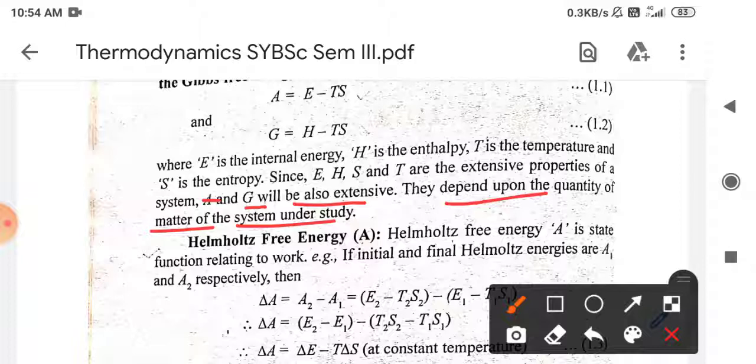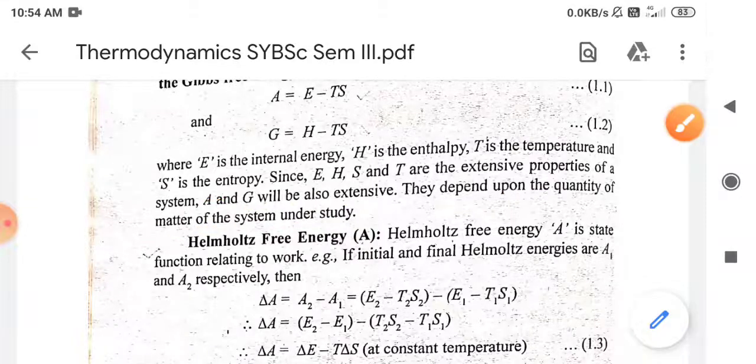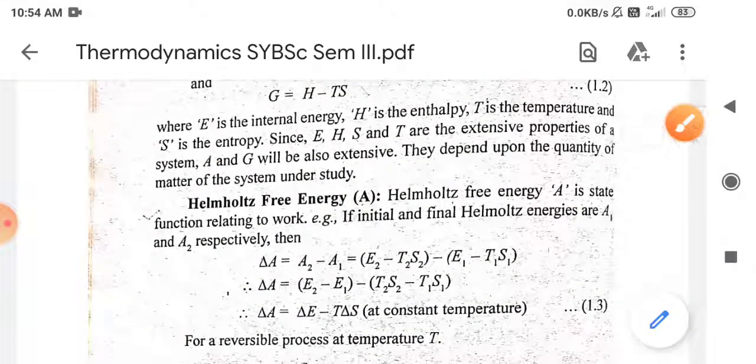You might be asked what the extensive properties of a given system are, and you might be given various properties. The properties like enthalpy H, internal energy E, entropy S, temperature T, as well as Helmholtz free energy A and Gibbs free energy G, all of these are extensive properties. Okay, so those are the two expressions for the Gibbs free energy and Helmholtz free energy.